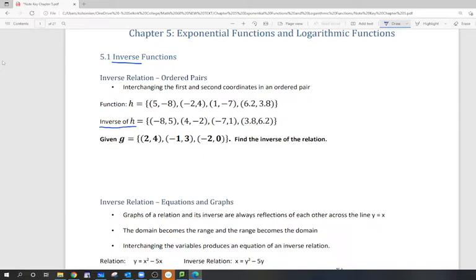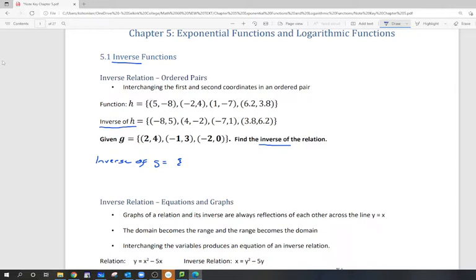So if I gave you G, which is defined as the set of points (2, 4), (-1, 3), and (-2, 0), and I asked you to find the inverse of this relation, the inverse of G would be the set what? Right? What would I do to find the inverse? Pause the video and see if you can write out what the 3 new points would be.